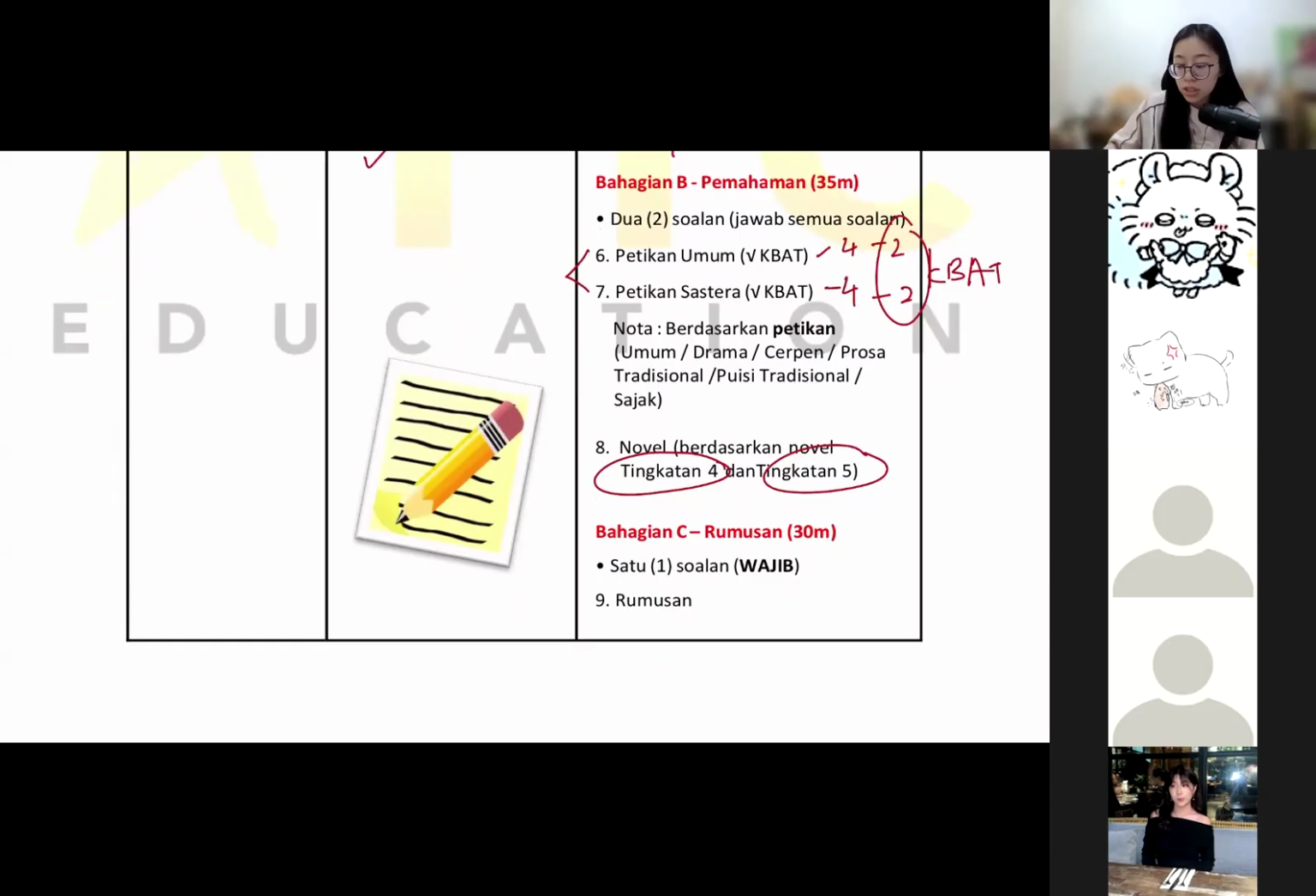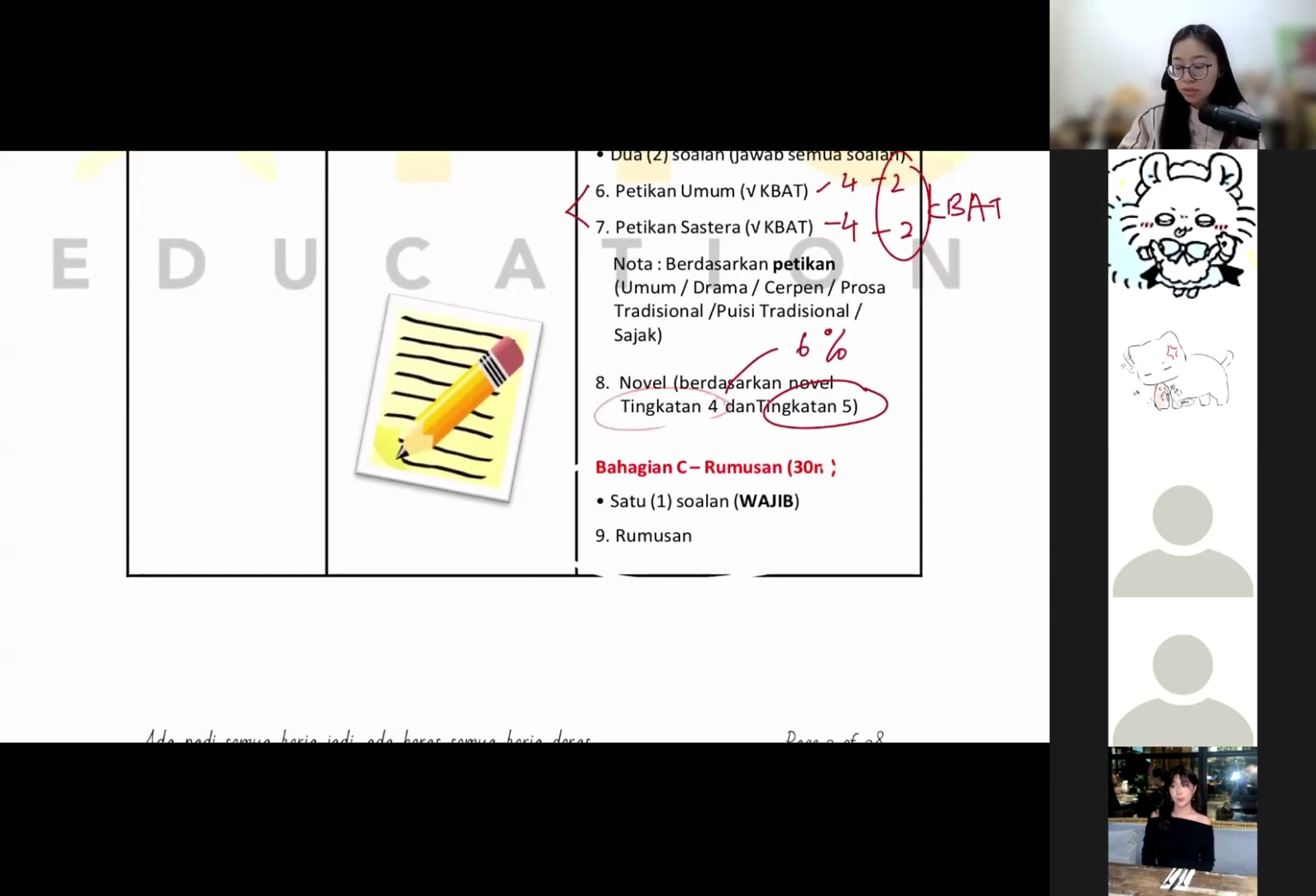Don't memorize because it's just 6 marks only. But I didn't ask you to skip the questions, okay? But understand the story and then remember at least 3 huraian, which is 3 isi plus your contoh. Then rumusan is 30 marks. This one very easy lah.